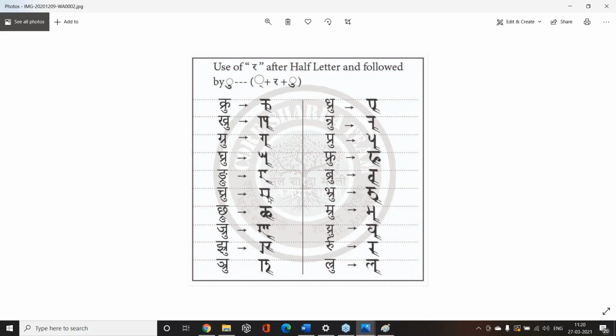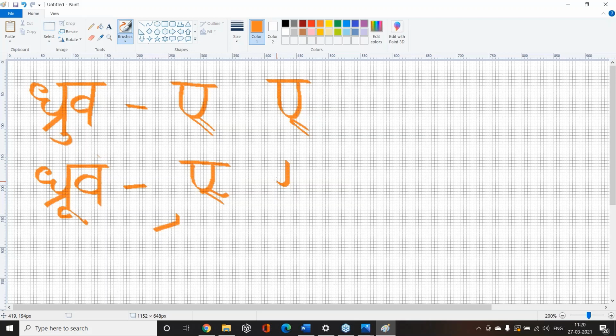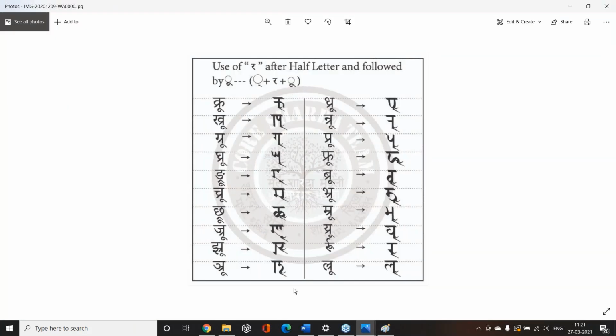For example, here in cha again, I just write it here, cha. You can give a little stroke here and adjust these two lines here. And now with matra uu, the rule is again the same. The only difference here is this matra uu will take this shape. It's curved at the end. The rest remains the same. Only this uu will take this shape.